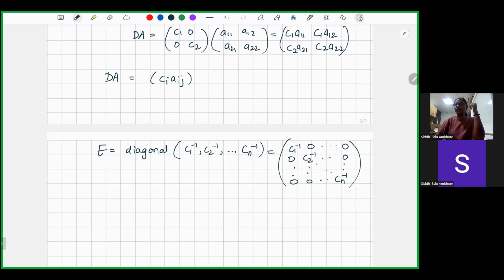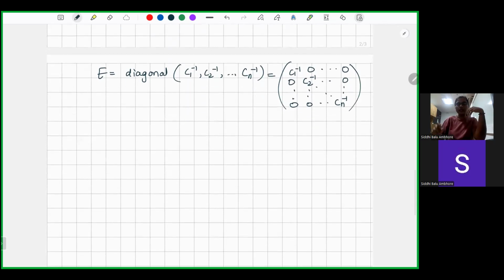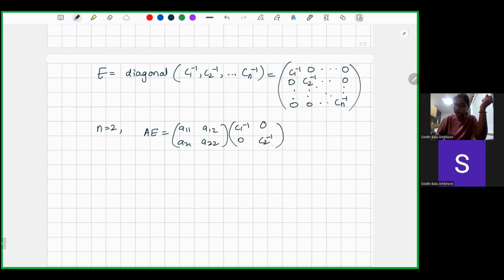Okay, and now I will check what this does. A into E, multiplying A and E. So let us again take n to be 2. Then AE will be A11, A12, A21, A22, multiplied with C1 inverse, 0, 0, C2 inverse.